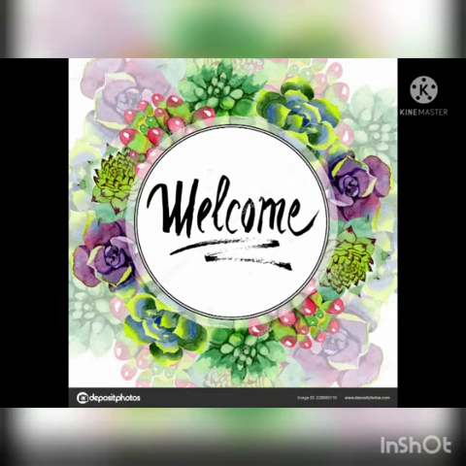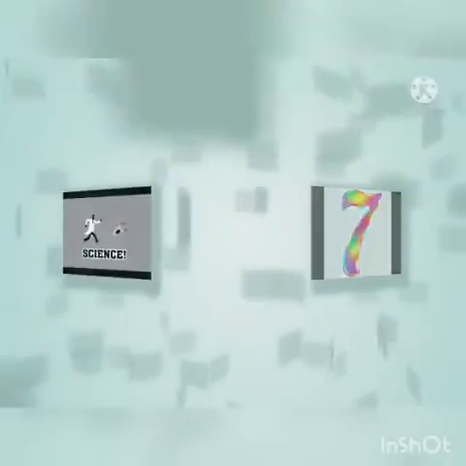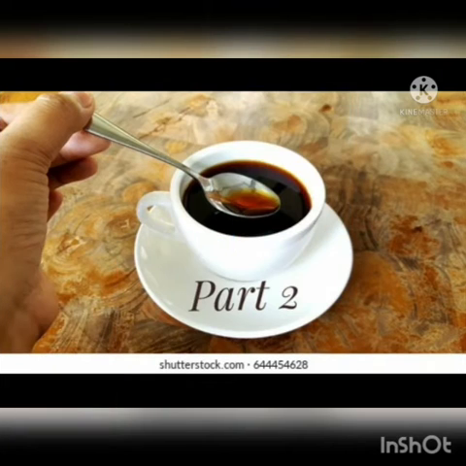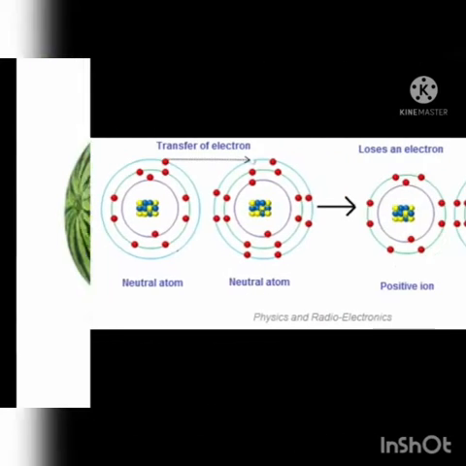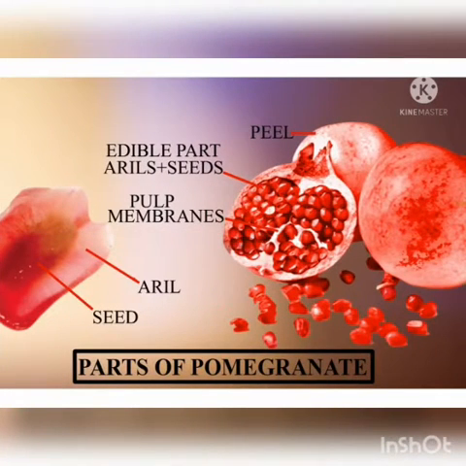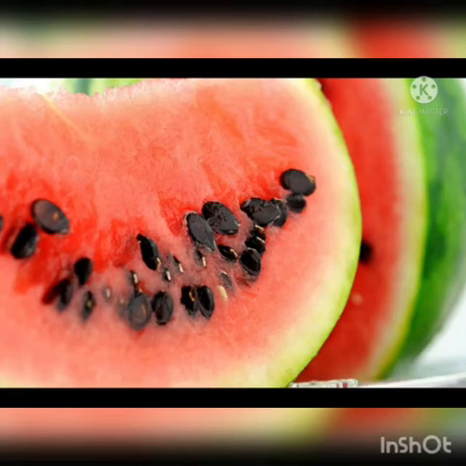Today we are going to discuss Standard 7th Science, Atomic Structure. The topic is Atomic Structure Part 2. We can also think of a watermelon. The positive charge in the atom is spread over like the red edible part, while the electrons are scattered in the positively charged sphere like the seeds in a watermelon.